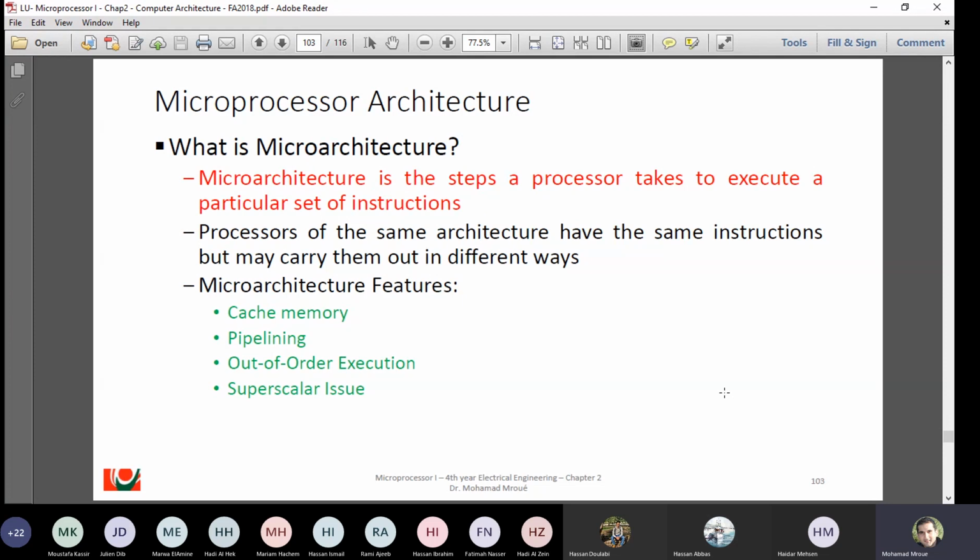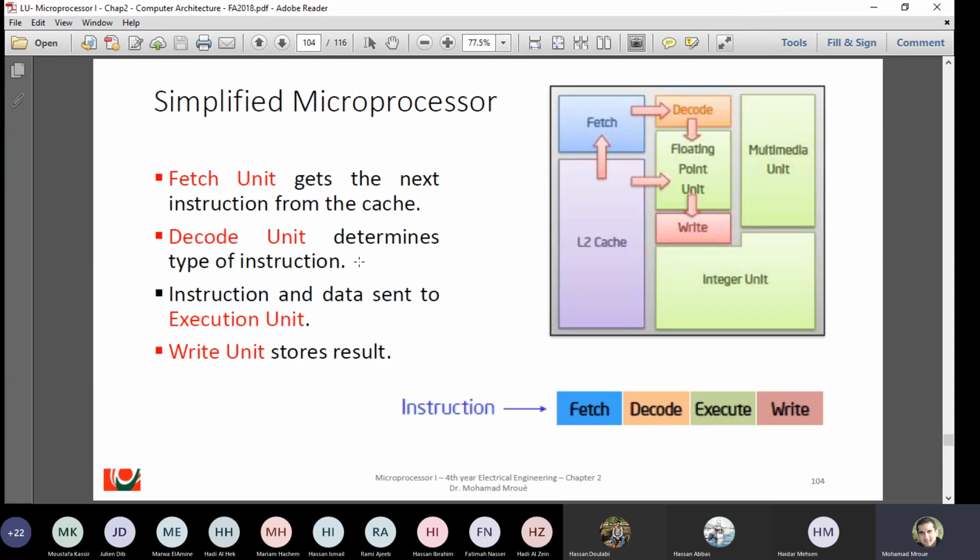Now, what is microarchitecture? The microarchitecture is the steps a processor takes to execute a particular set of instructions. Processors of the same architecture have the same instructions but may carry them out in different ways. So the features are the cache memory, the pipelining, the out-of-order execution, and the superscalar issue. Let's talk about them.